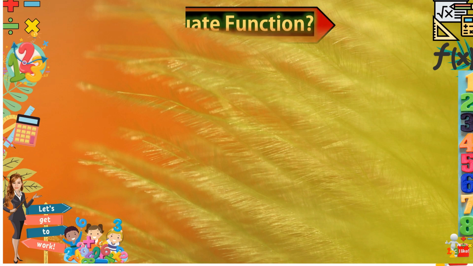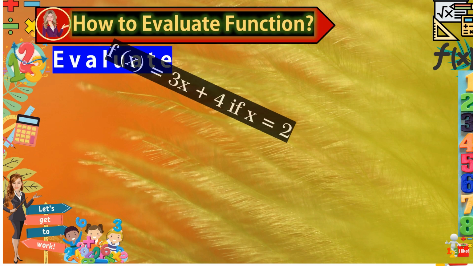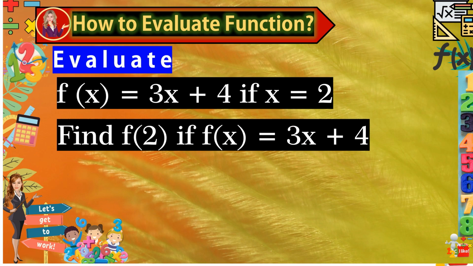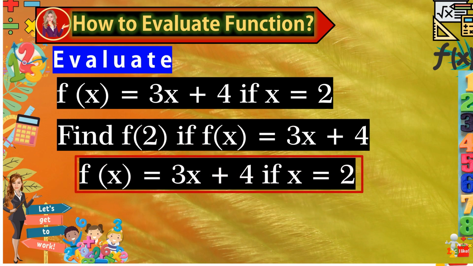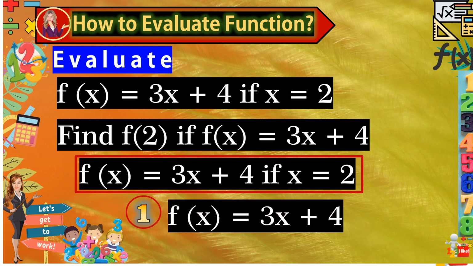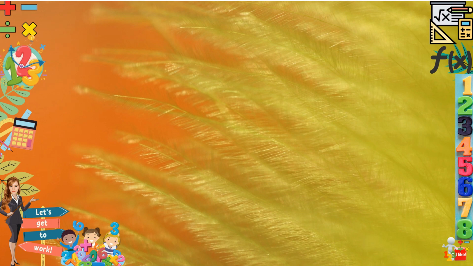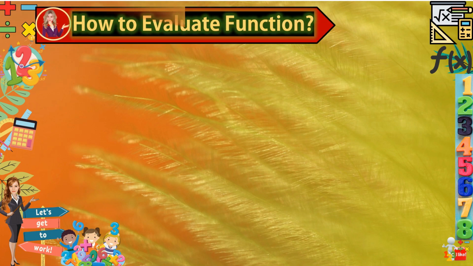Let us evaluate this example. f of x is equal to 3x plus 4, if x is equal to 2, meaning you have to replace the variable x with 2. So you need to find f of 2. If f of x is equal to 3x plus 4, first, copy the given value.